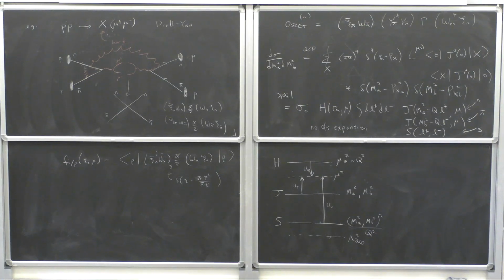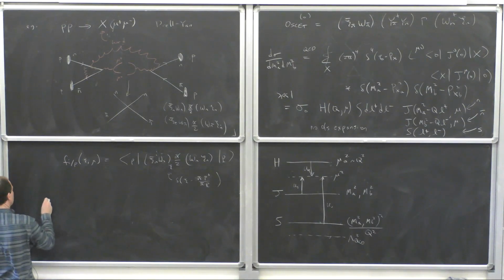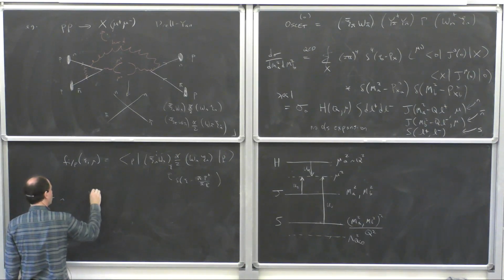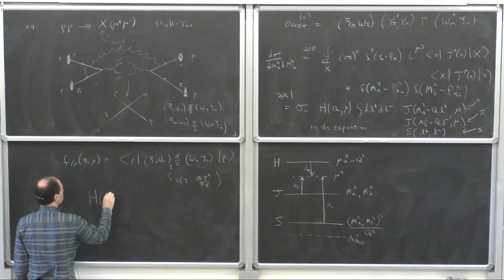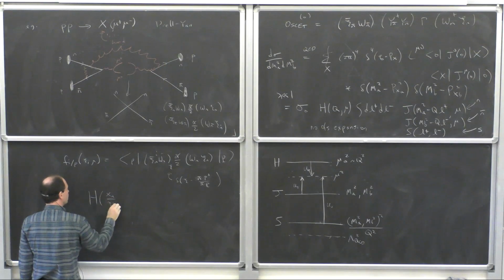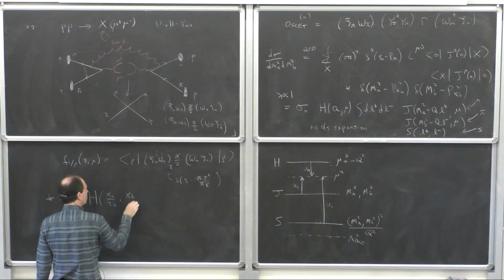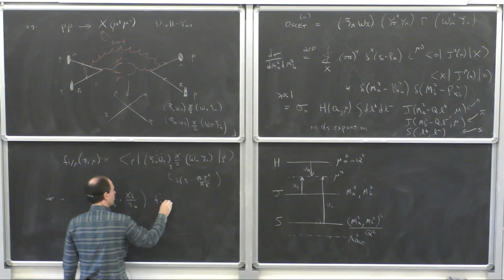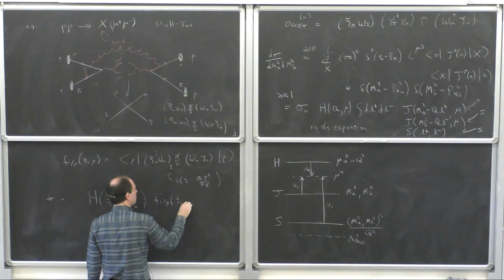Okay, so that's how a PDF would show up in this process, and the factorization would look like some hard function. There are some variables which are often written as x_a. This is how I think Fabio called them x_1 and x_2; I called them x_a and x_b. And then you'd have these PDFs.